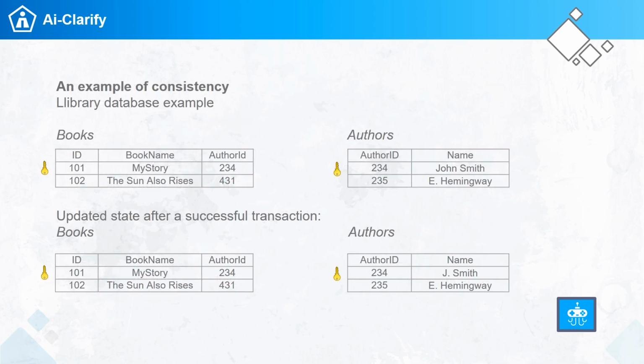So, let's consider a library database as an example of consistency. Suppose we have two tables, one for books and one for authors.